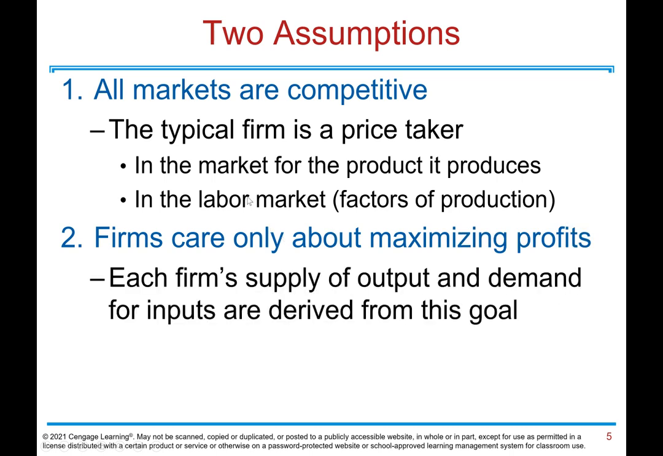Two assumptions are made here. One, all markets are competitive. The typical firm is a price taker in the market for the product it produces and in the labor market, that is, the market for factors of production. Two, firms care only about maximizing profits. Each firm's supply of output and demand for inputs are derived from this goal.